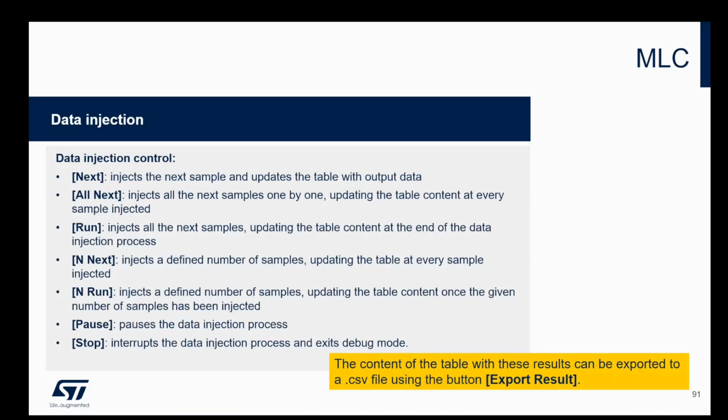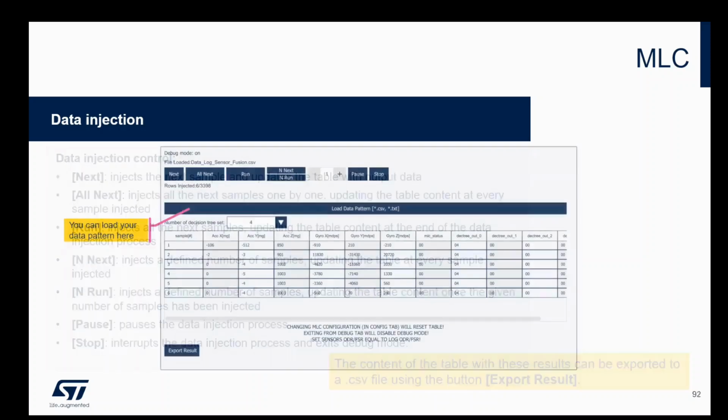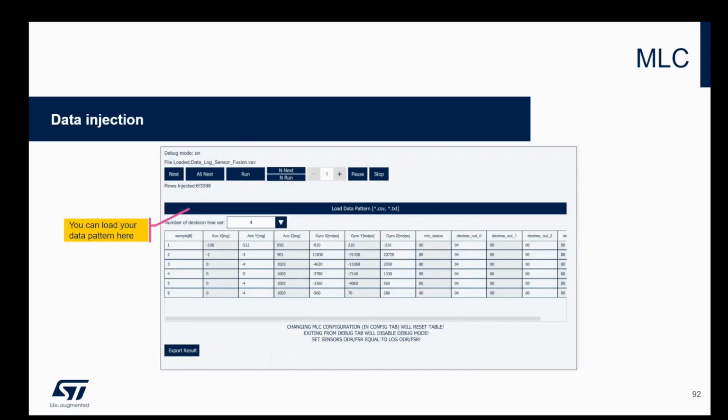So, there are multiple things you can do. There are next, all next, run, and next, all of these, pause, stop. Those features are available where it will generate the output of the machine learning core for you, for every sample. And this particular table can then be downloaded.